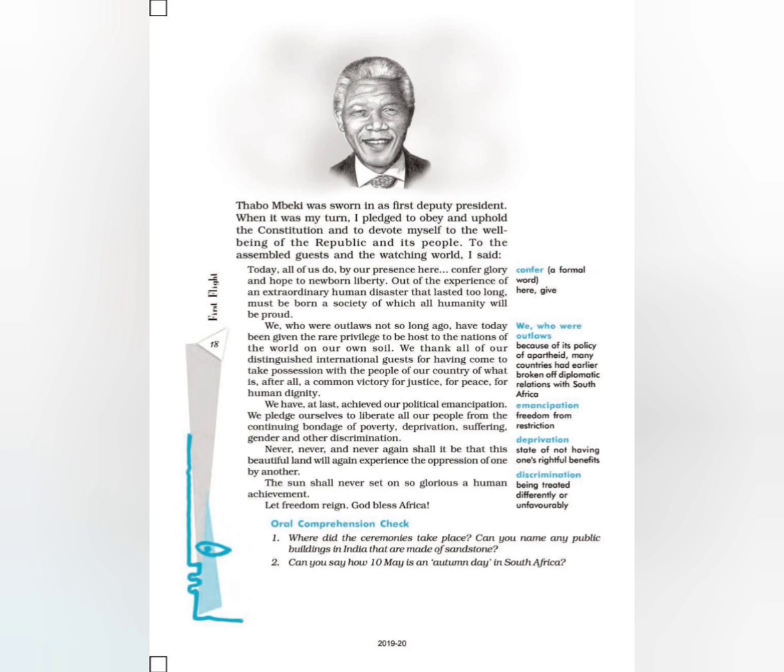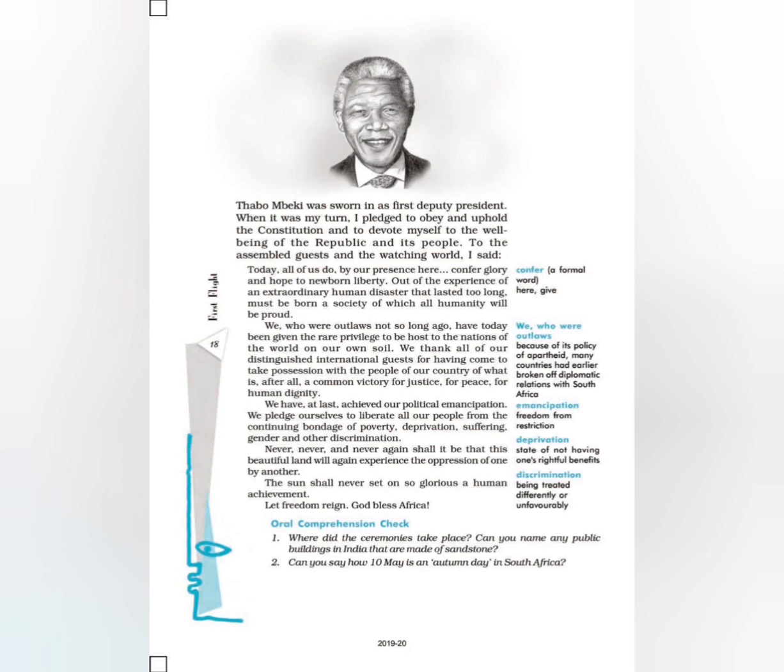In this line, we can understand that "the people of our country" have achieved "what is, after all, a common victory for justice, for peace, for human dignity." He spent 30 years in prison, and he mentioned that it is a common victory for justice. It is a kind of humbleness. He didn't say that we successfully, but "we have at last achieved our political emancipation." Emancipation is nothing but freedom from restriction, freedom from obstacles, freedom from the clutches of something. So finally we got political freedom.